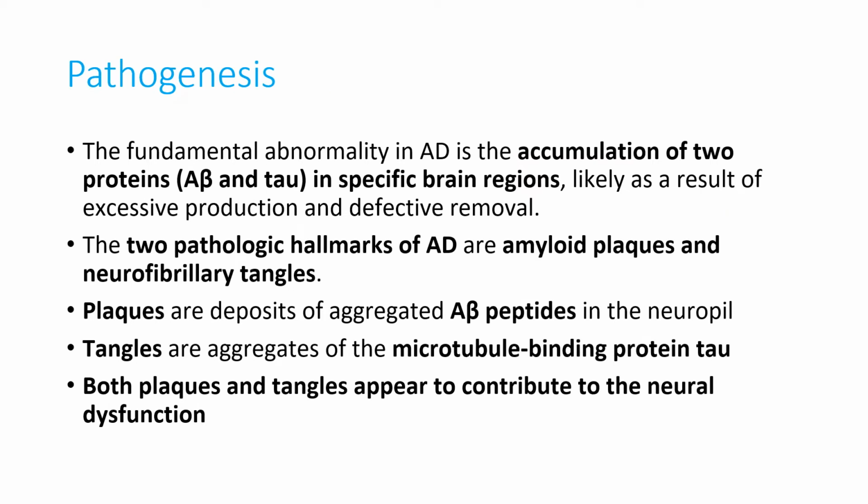The fundamental abnormality in Alzheimer's is the accumulation of two proteins, A beta and tau protein, in specific brain regions, likely as a result of excessive production and defective removal. The two pathologic hallmarks of Alzheimer's are amyloid plaques and neurofibrillary tangles. Plaques are deposits of aggregated A beta peptides, and tangles are aggregates of microtubule binding protein tau. Both plaques and tangles appear to contribute to neural dysfunction.